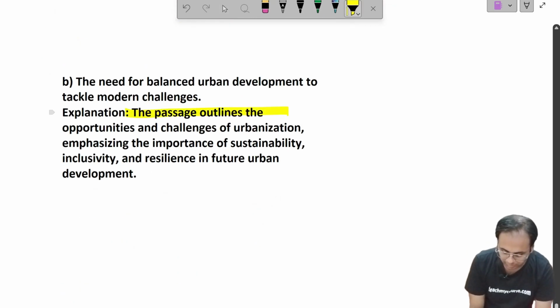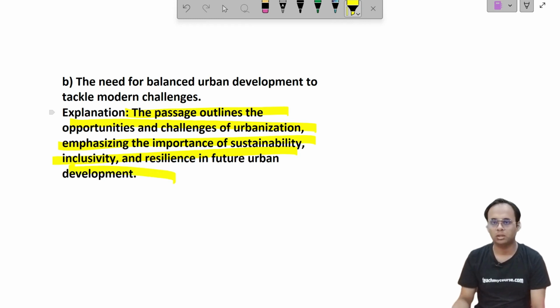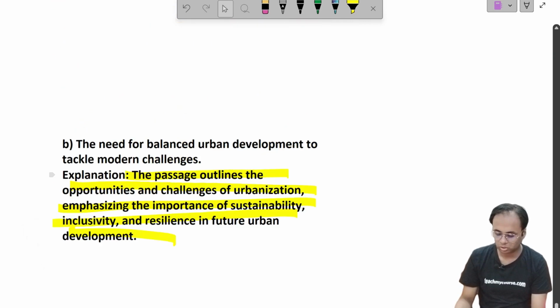The passage outlines the opportunities and challenges of urbanization, emphasizing the importance of sustainability, inclusivity, and resilience in future urban development. Okay, so this is all we have.